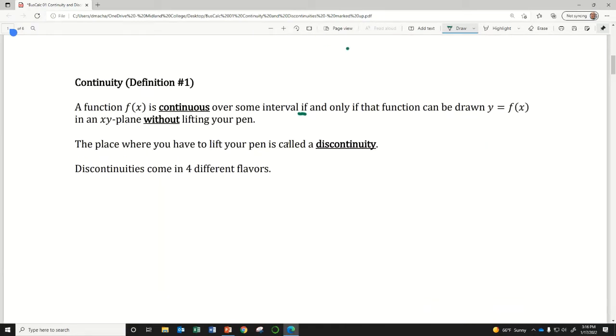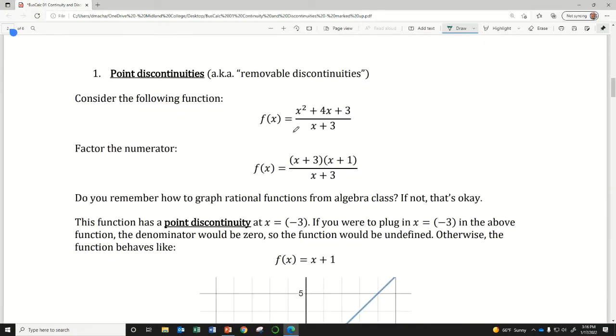Now, these discontinuities come in 4 different flavors. The first flavor of discontinuity is what I would call a point discontinuity, and these are also called removable discontinuities if you're looking at some other textbook. But what I like to call them is point discontinuities.